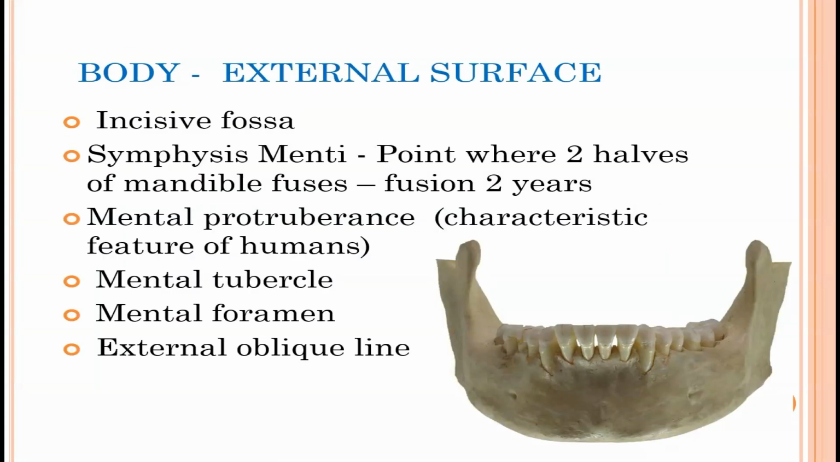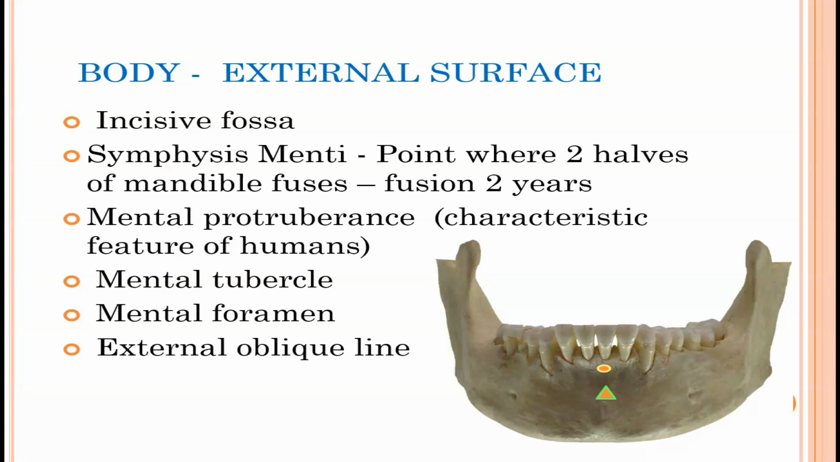In the body, the features seen on the external surface are: just below the incisor teeth, a small shallow depression is seen, called the incisive fossa. Just below the incisive fossa, the area is called the symphysis menti. Symphysis means joint, menti means the mental region or the chin region. So it is a joint present in the chin region.